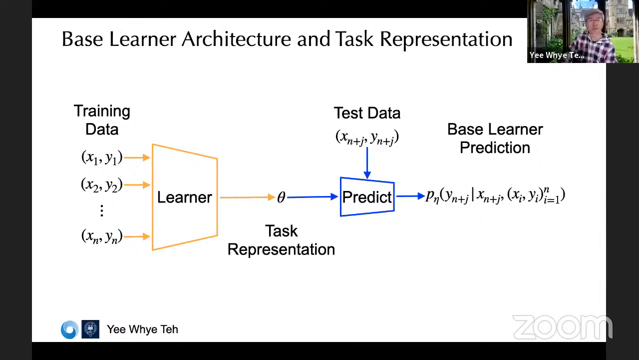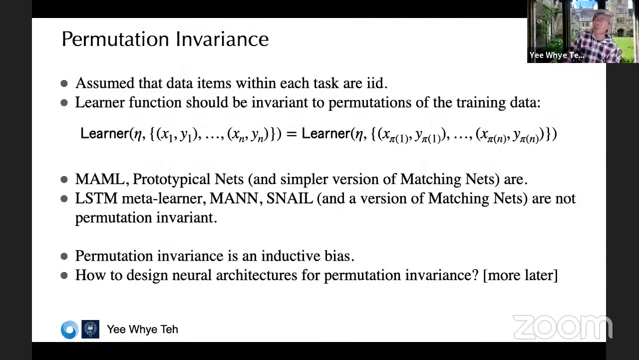Yesterday we stopped around here, and I was talking about permutation invariance. If we assume that our training data is IID, then we should prefer our base learner to have this invariance property: if you take this sequence of input-output pairs for our training data and permute it, where pi is a permutation on the indices 1 to n, then the output of the learner should be invariant to this permutation of the training data set.